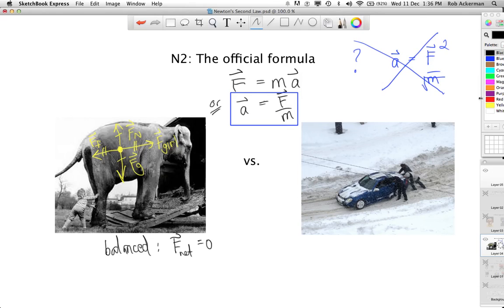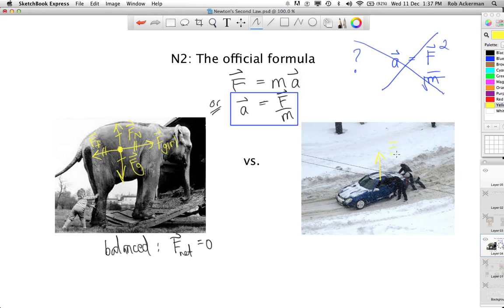Let's take a look at this next picture here where you have people trying to push a car that is stuck on ice and snow. This is at the time that I'm making this video. It's December of 2013, and very shortly there's going to be a lot of snow and ice, and you might find yourself in this situation. What forces are acting?